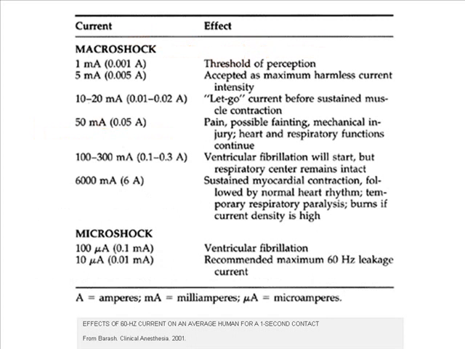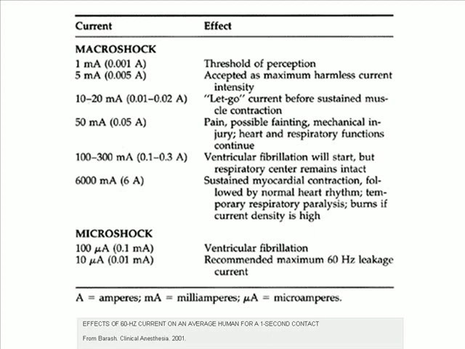This diagram taken from Barash's textbook shows you the distinction between microshock and macroshock and shows you the various effects at the macroshock and microshock level. 1 milliamp of macroshock involves the threshold of perception, that at around 1 milliamp of electrical current at 60 hertz, about 50% of people can feel it and 50% of people can't. And that's the concept of the threshold of perception.